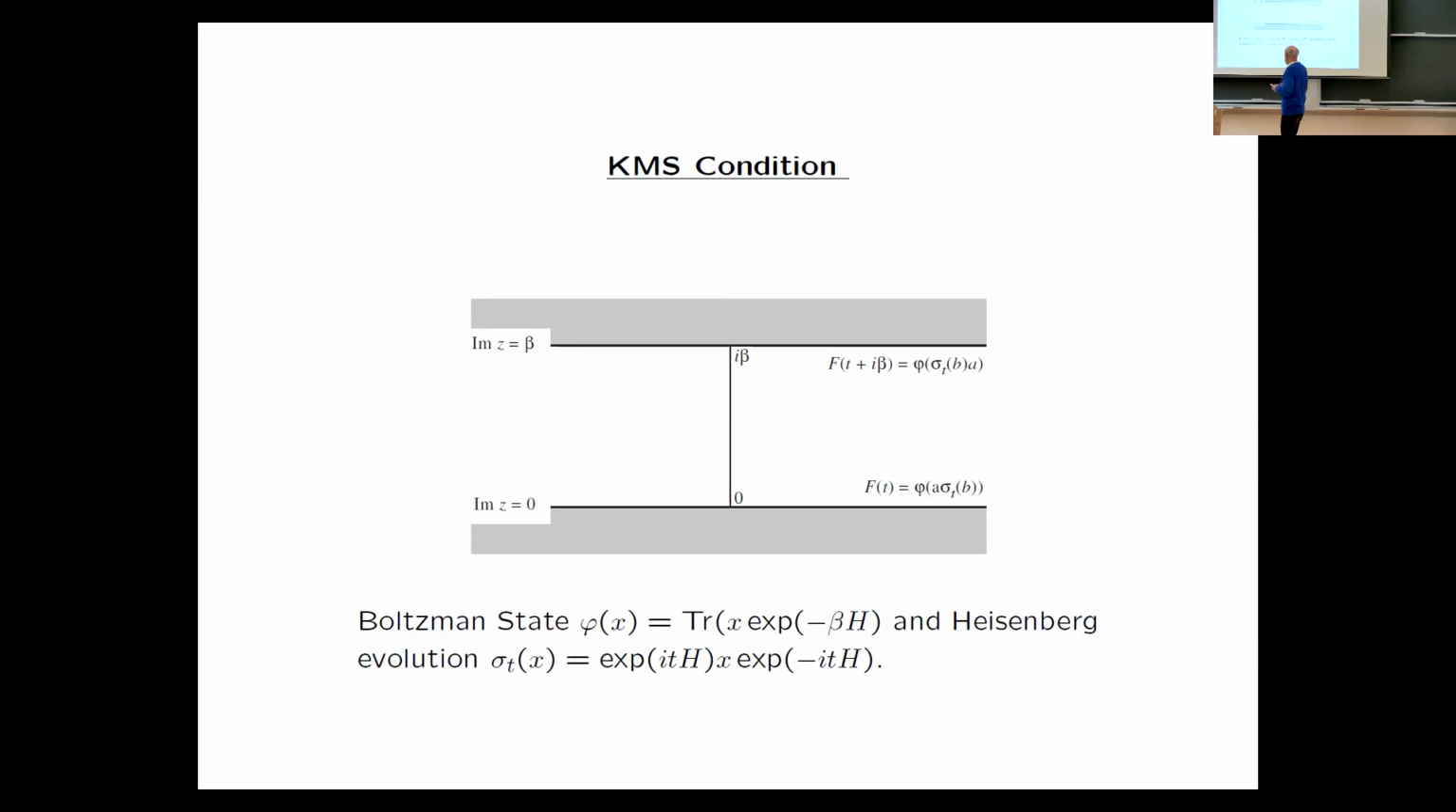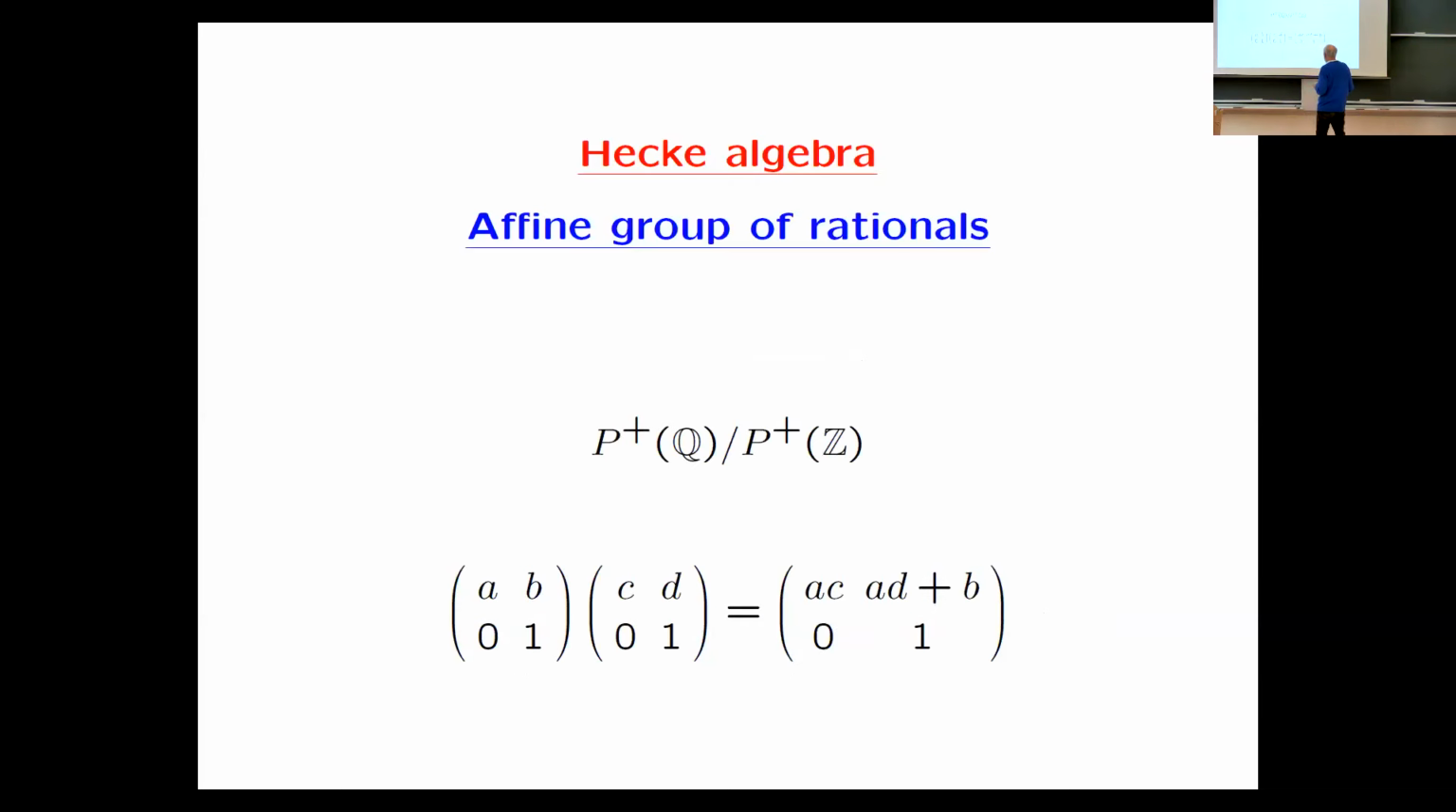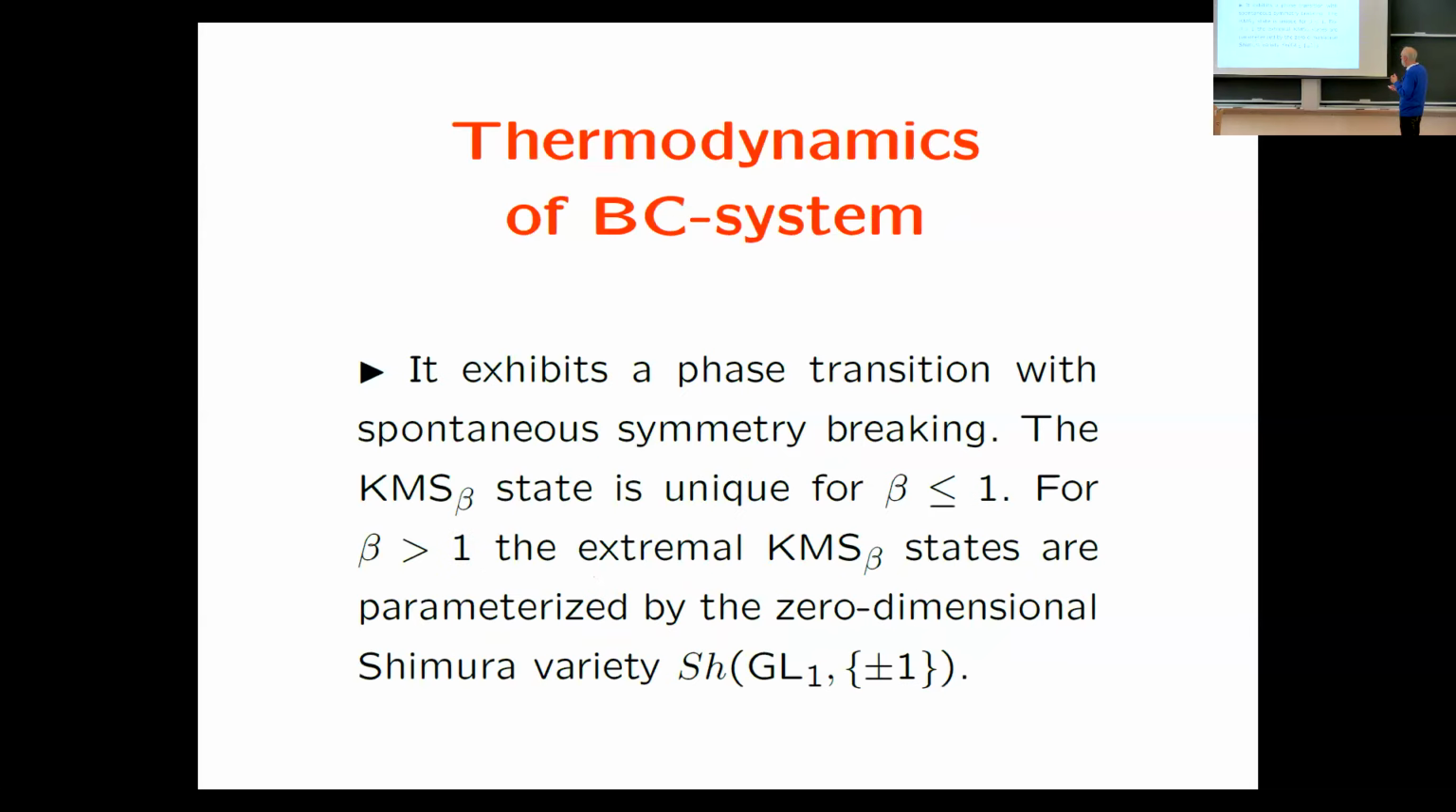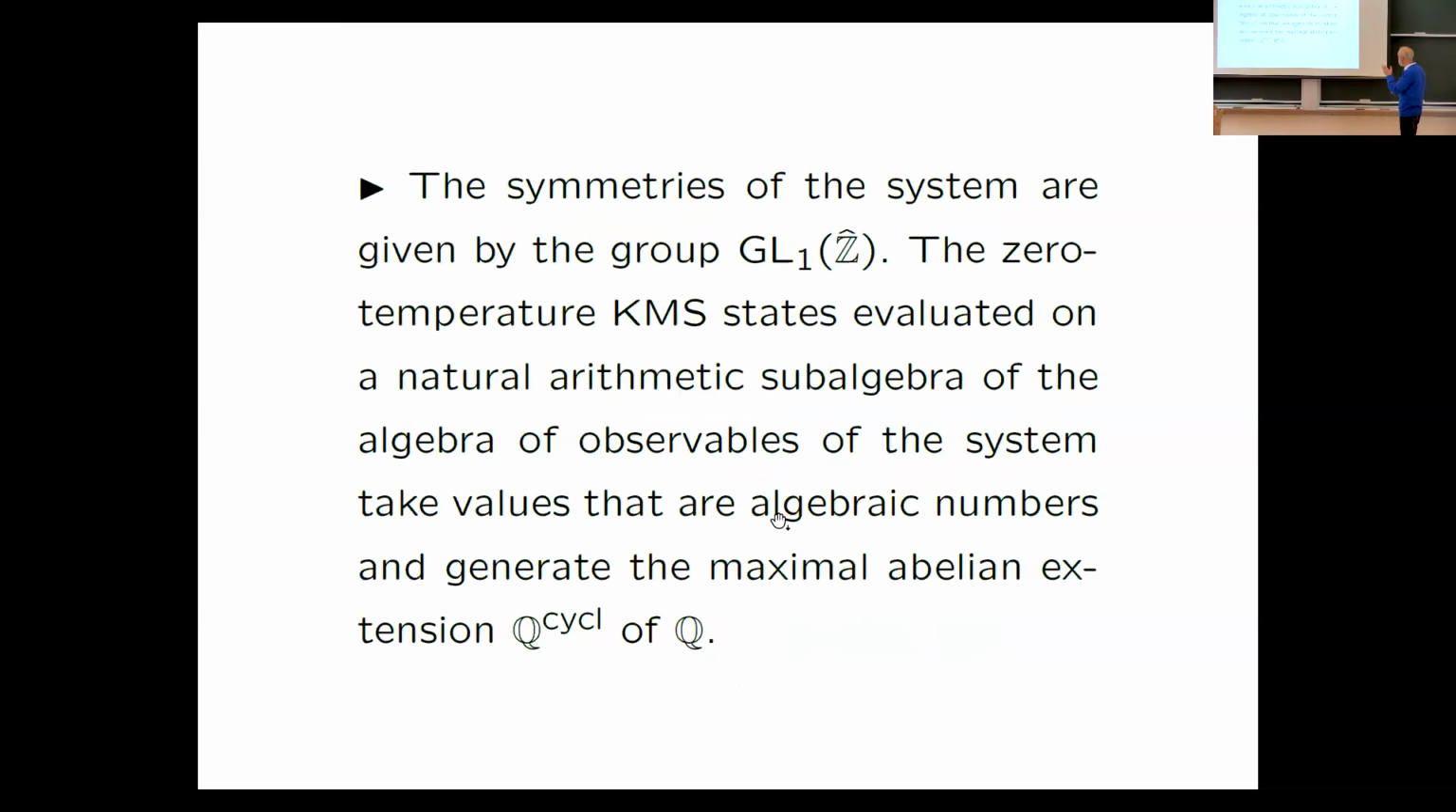So that's what we found with Bost a long time ago, and then we found that this system had remarkable arithmetic properties. First of all, it had this phase transition with spontaneous symmetry breaking. And one could say in very fancy terms what the KMS beta states at lower temperature were: they are parameterized by something that people who are very knowledgeable call a Shimura variety of dimension 0. But what was really important was that there was symmetry breaking.